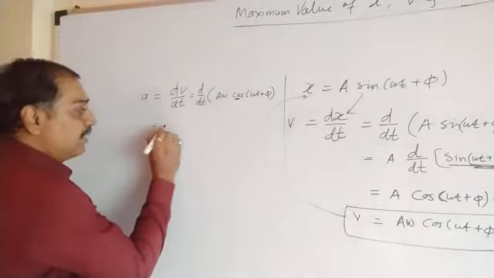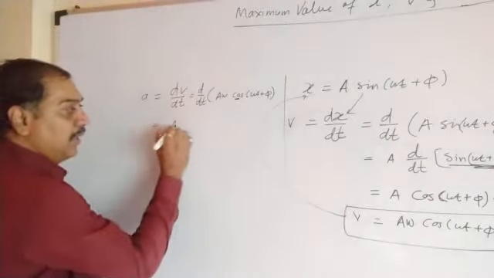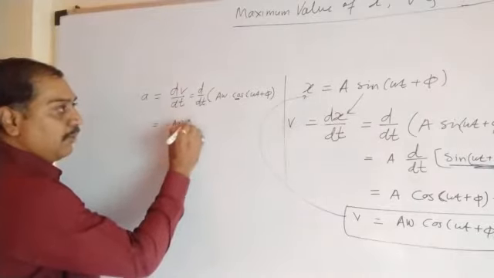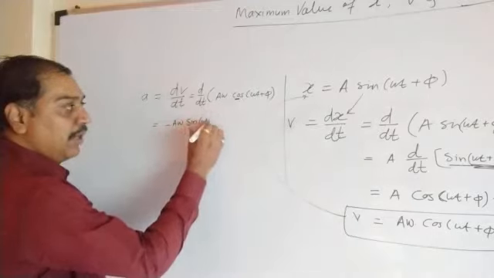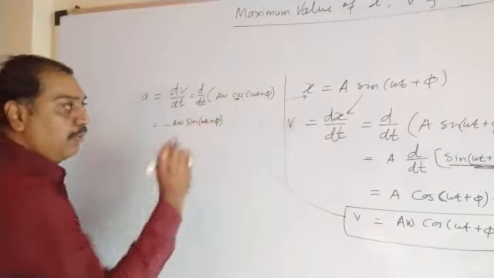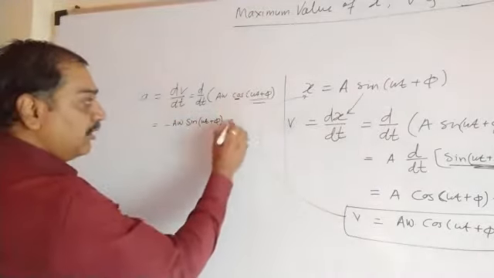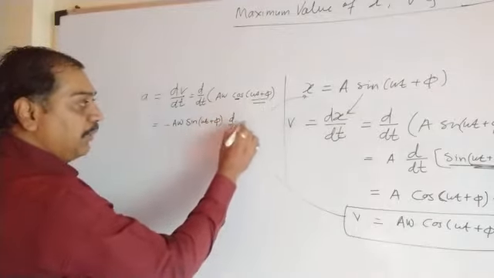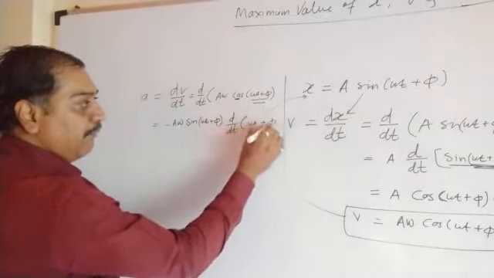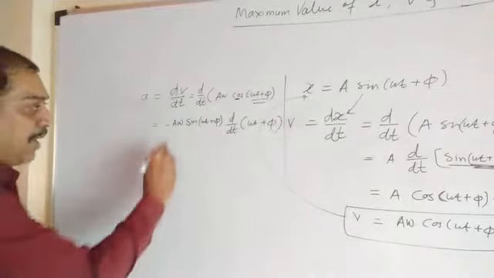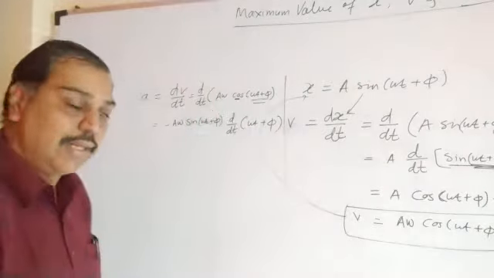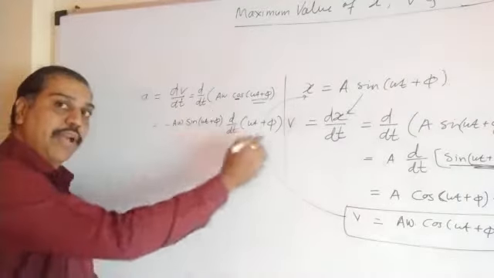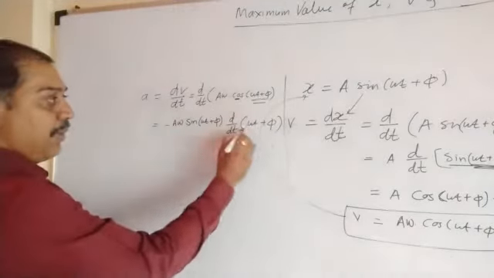So we can write this as equal to minus a omega sine, derivative of cos, we have sine omega t plus phi into the derivative of this function with respect to time, d/dt of omega t plus phi. Now why is there a minus sign? Because the derivative of cos is nothing but minus sin theta, so the minus sign is taken first, and then we have written this equation. Again, this derivative becomes what?